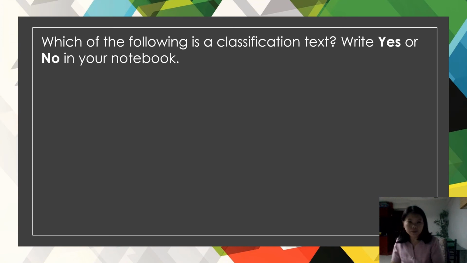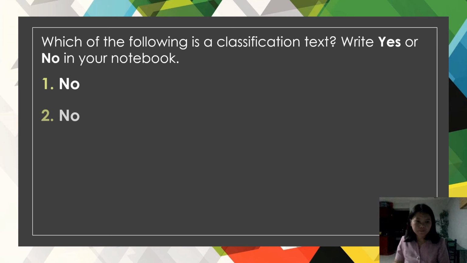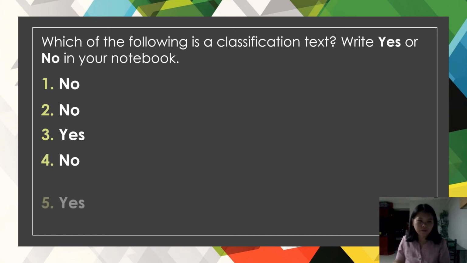Now, let's check your work. Which of the following is a classification text? Write yes or no in your notebook. The answer in number 1 is no. Number 2 is no. Number 3 is yes. Number 4 is no again. And of course, the last one, the 5th one, is yes. Congratulations to those students who got the perfect score.